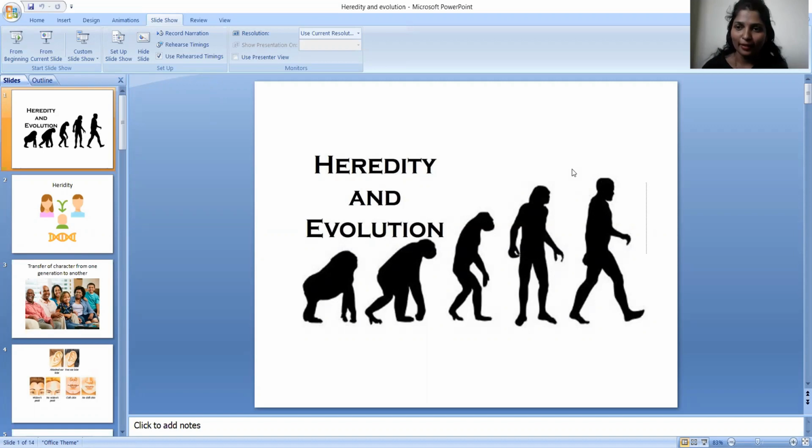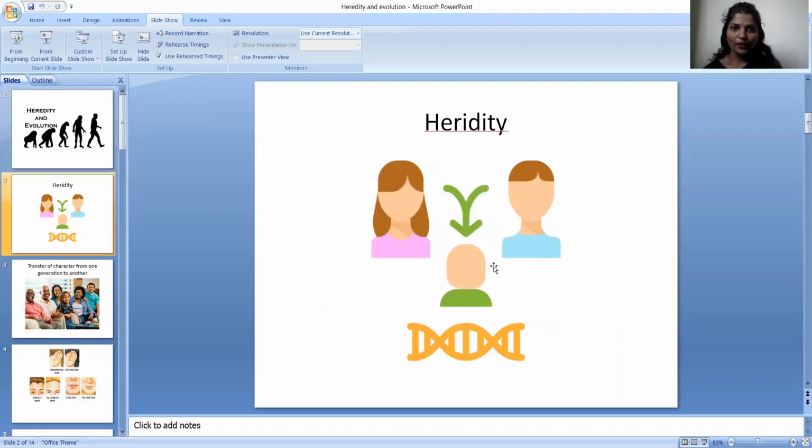So what is heredity? We are going to see what heredity is. You can see this slide showing some evolutionary things, and whatever characters the earlier organisms had, we are also having today. So this is a trend of evolution, you can say, according to heredity also. First we have to see what heredity is. To understand this, we have this slide here.